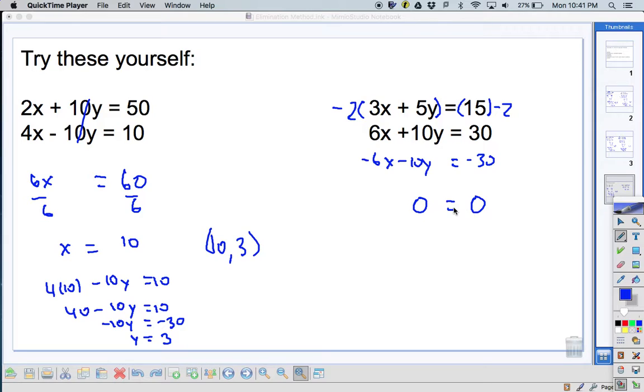Just like in the substitution method, you can either have a true or false statement. If you have a true statement, your answer should be infinitely many solutions. If you end up with a false statement, your answer should be no solutions. 0 is indeed equal to 0, so this is a true statement. So there are infinitely many solutions. This is another one of those cases where these are the same line.